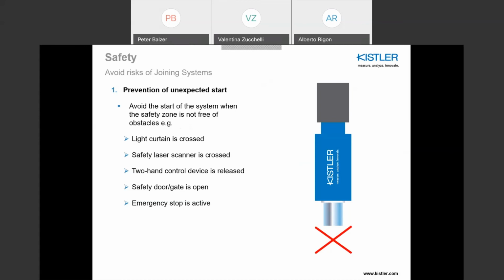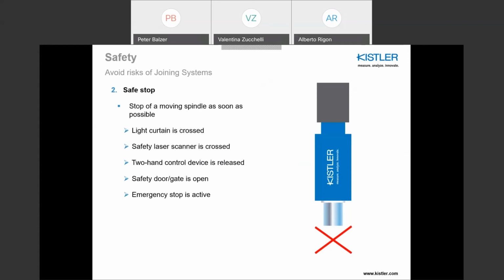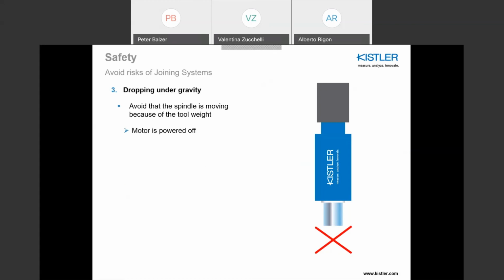The first one is prevention of unexpected start, just to avoid that the system is starting when the safety zone is not free. Second one is the system is already ready to make sure safe stop as soon as possible. And the third one is dropping under gravity, to avoid that the ram is moving down when the motor is powered off.